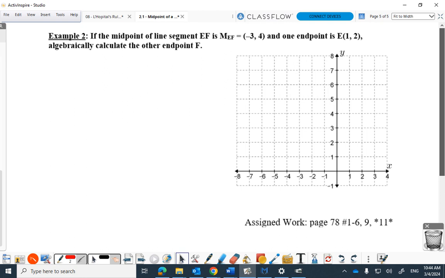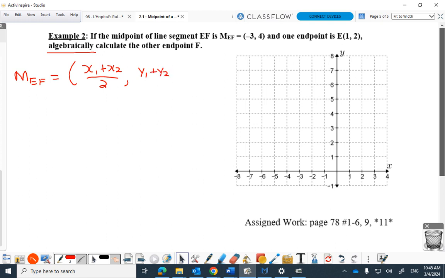But I want to underline one word that should scare you a little bit. And one endpoint is 1, 2. Algebraically calculate the other endpoint. There's a graph there for me to show you afterwards what's happening, but it's asking you to do it algebraically. Algebraically means write down the formula and solve it using the formula. So let me write down the formula here. Midpoint of EF is equal to x1 plus x2 over 2, comma, y1 plus y2 over 2.